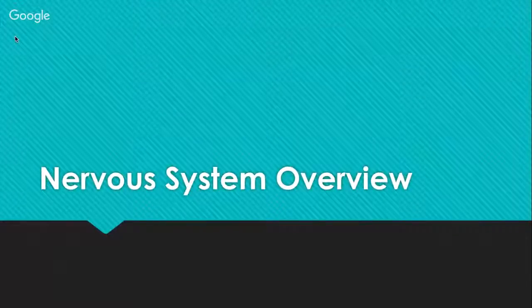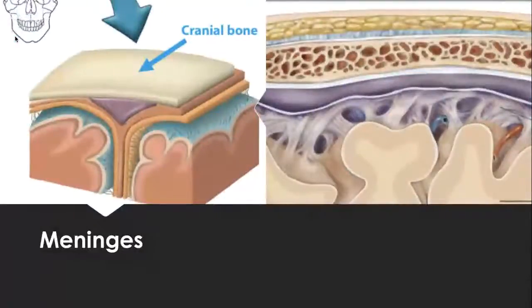This video is just going to be a quick overview of the nervous system. I wanted to first start with the meninges. So the three important terms you'll want to know are the dura mater, the arachnoid mater, and the pia mater.